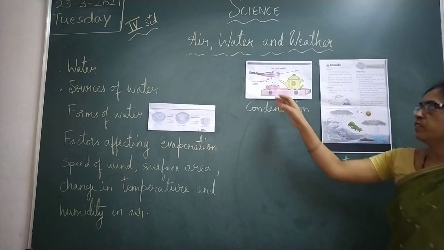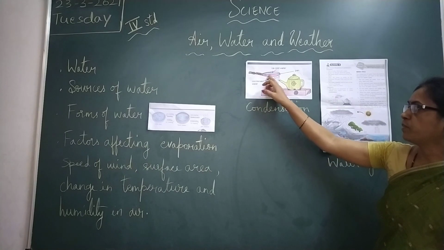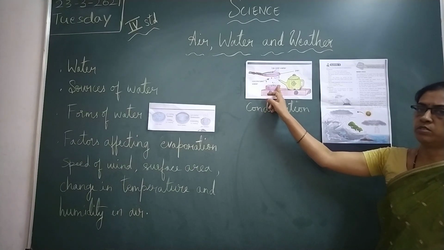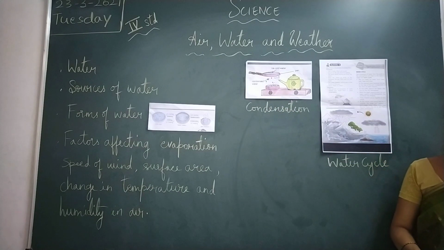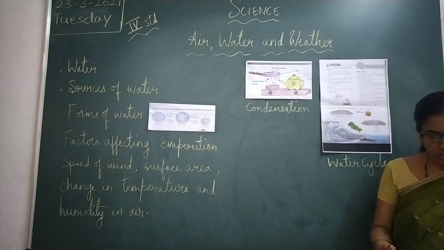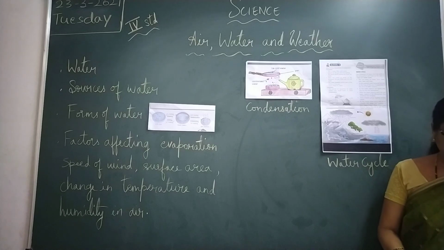And then you can see the droplets falling from the bottom of the pan here. You can collect them in a bowl. So this is called condensation. The process of conversion of water vapor into water is called condensation. By seeing this picture, you can easily make it out.